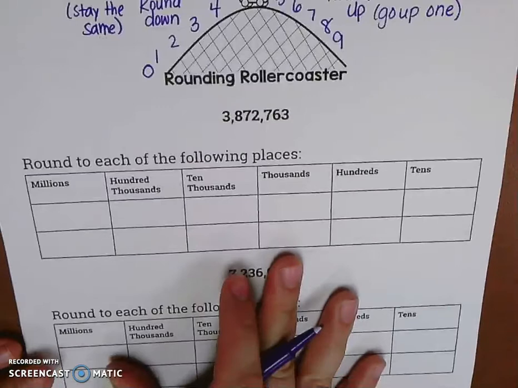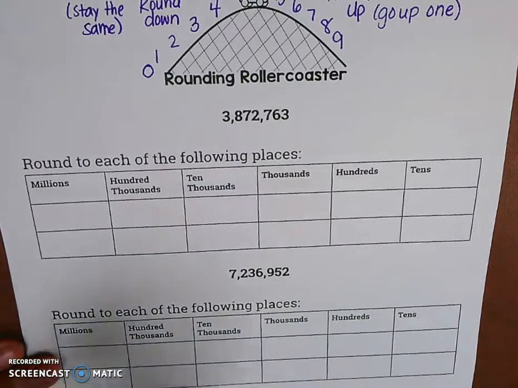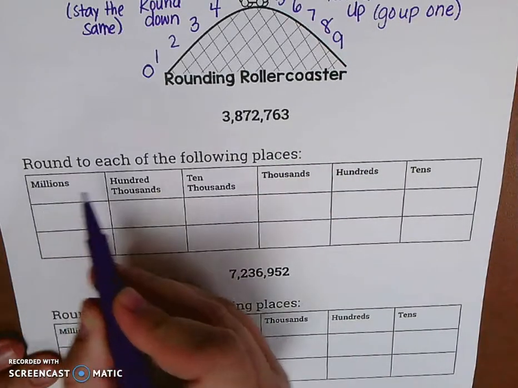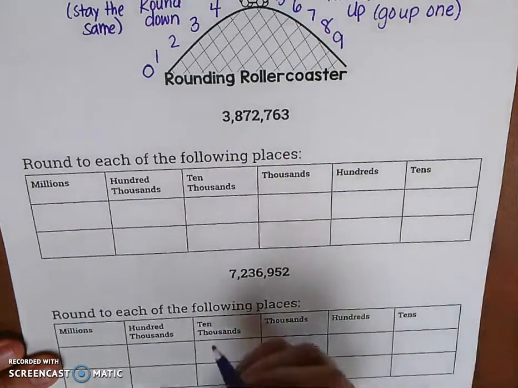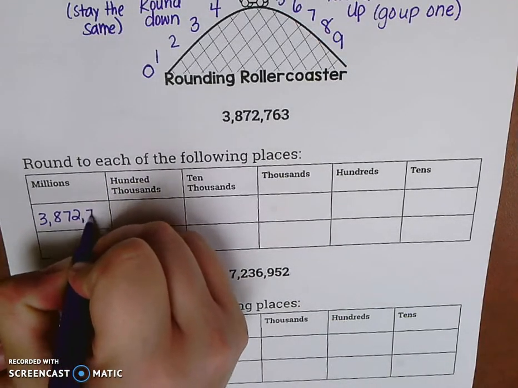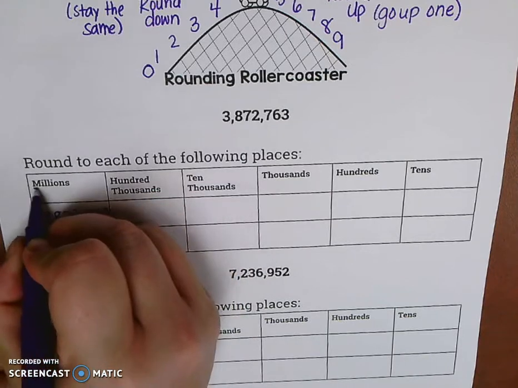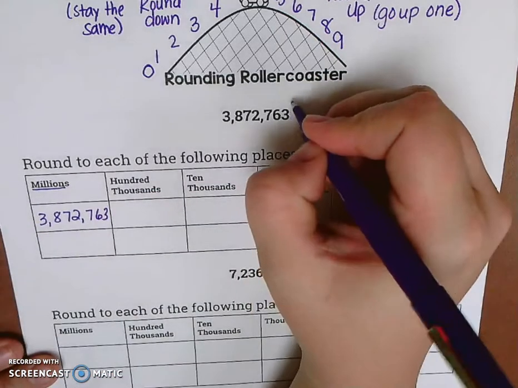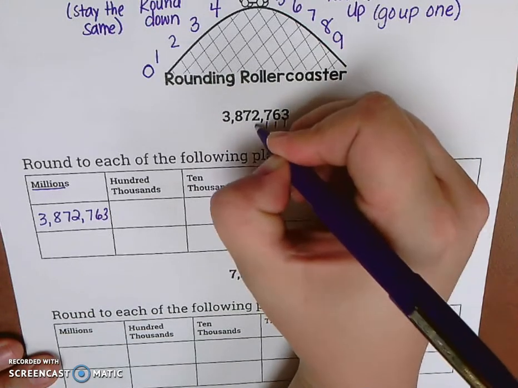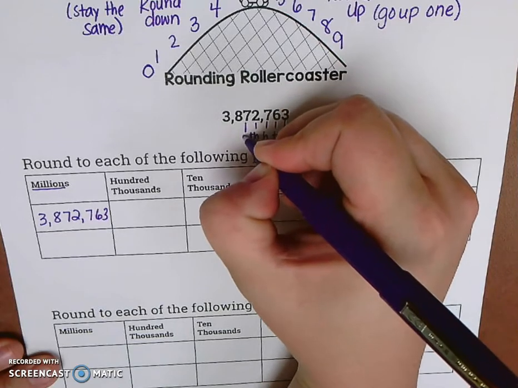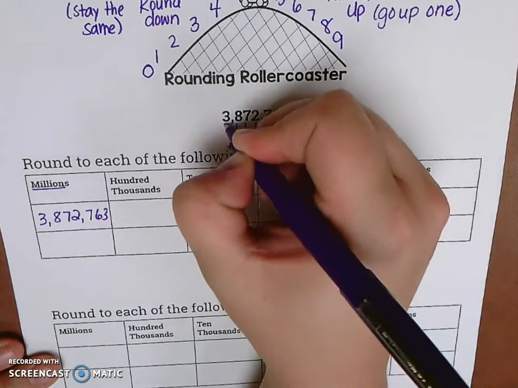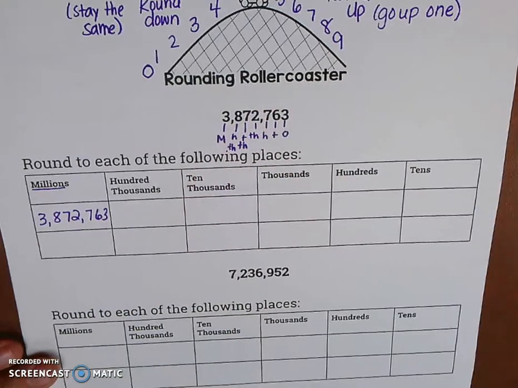So let's check our first one here. We've got this number, 3,872,763. We're going to round to the millions place, the 100,000s place, the 10,000s place, so on and so forth. So I'm going to write my number here, 3,872,763. And I'm rounding to the millions place. So I'm going to mark my places here: ones, tens, hundreds, thousands, 10,000s, 100,000s, millions. Okay, those are my place values.